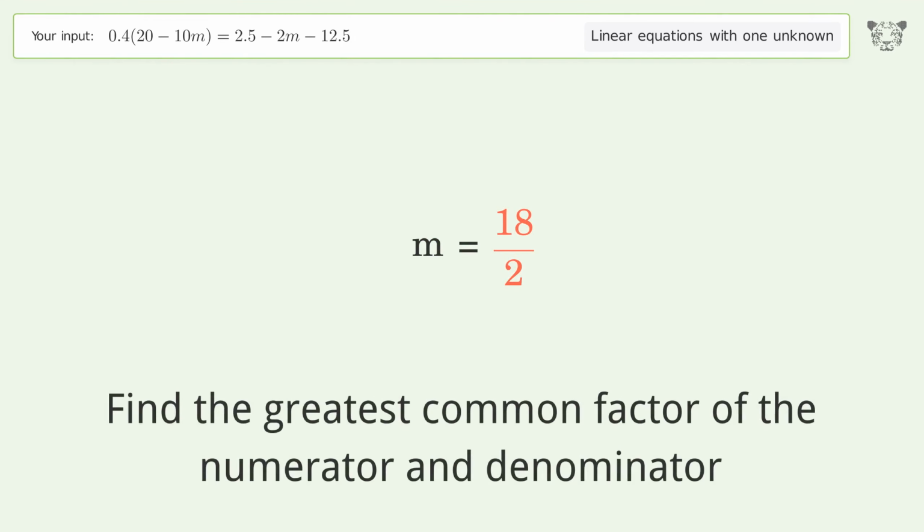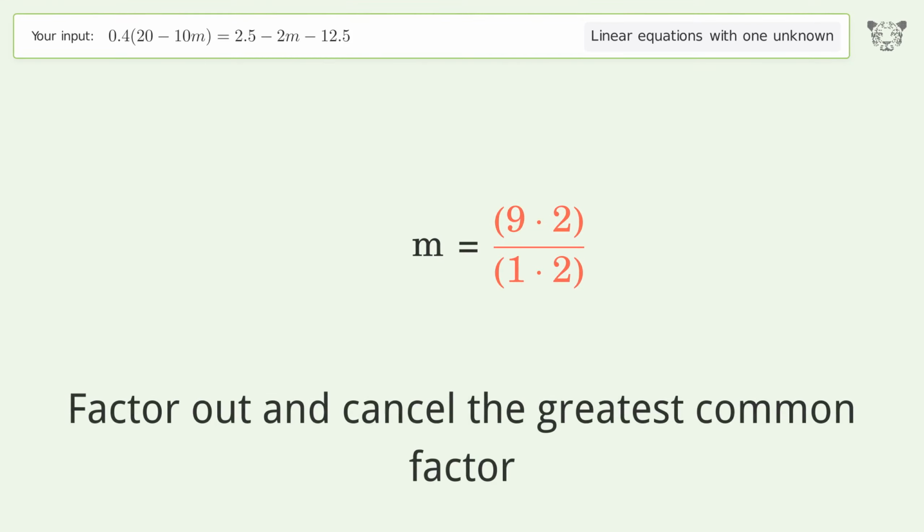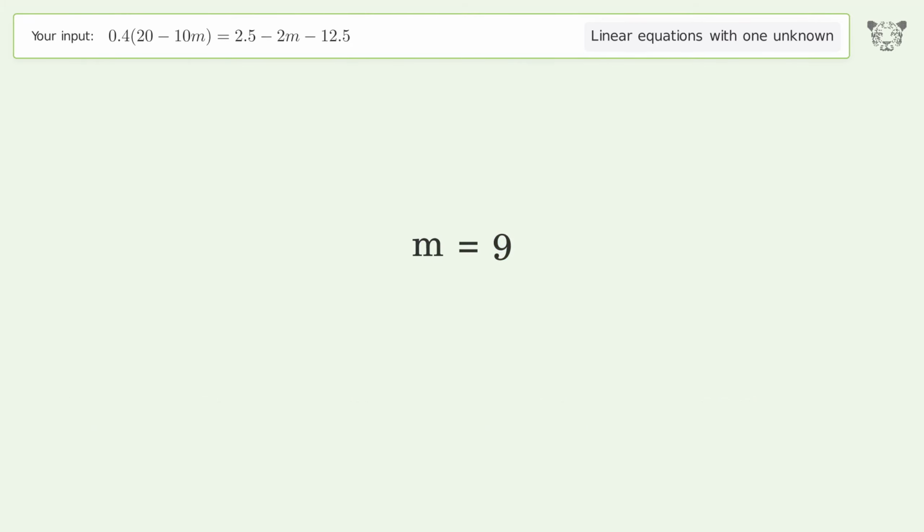Find the greatest common factor of the numerator and denominator. Factor out and cancel the greatest common factor. And so the final result is m equals 9.